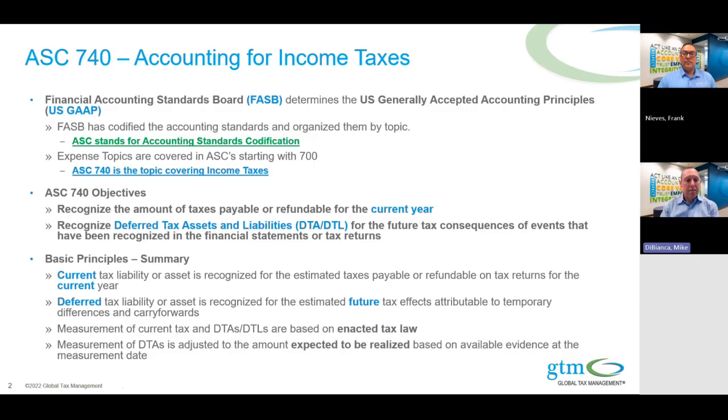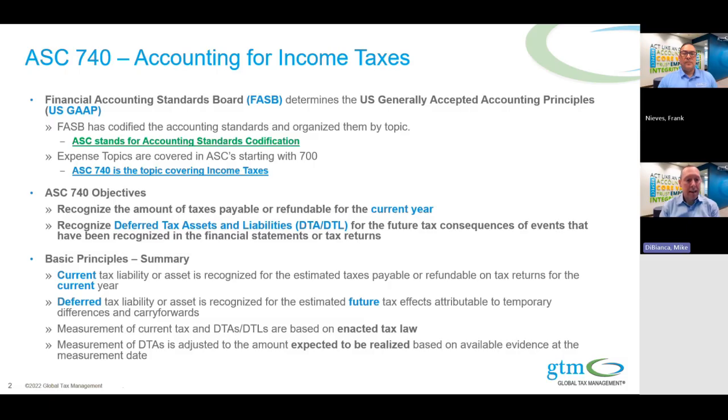So the FASB has codified the accounting standards and listed it by topic, and ASC 740 is a topic within those accounting standards. It accounts for income taxes, and there can be some complexity around determining if an item is an income tax or if it's not an income tax. And some of that work can require a lot of time in certain cases, but it's important to know because if it's not an income tax, it will not be covered under this topic, ASC 740.